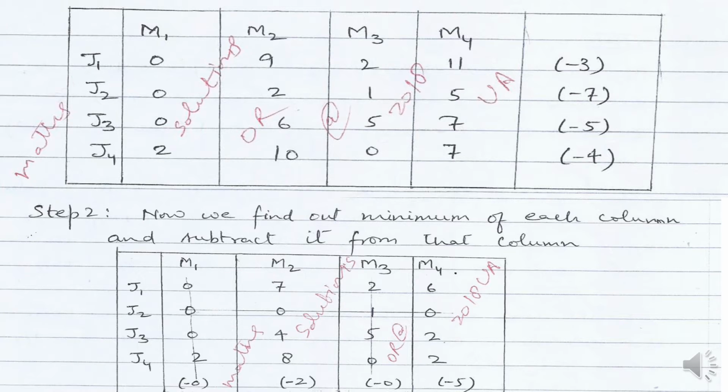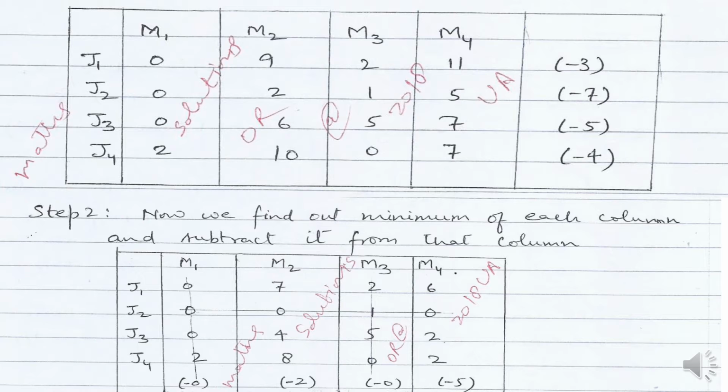So here we got the new table where we have subtracted 3, 7, 5 and 4 from each element of the respective rows. So the J1 row is now 0, 9, 2, 11. We can subtract and write down the elements here.